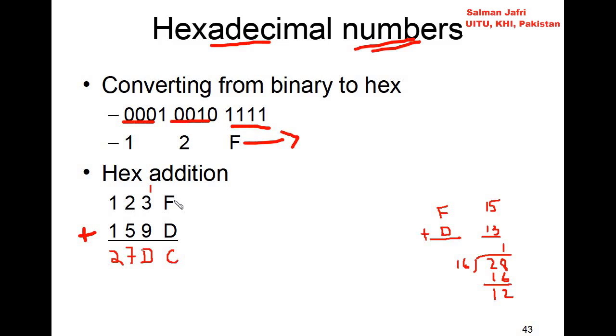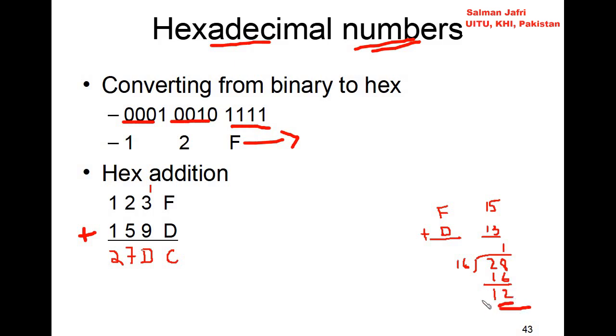So if we want to calculate F plus D, we know F is 15 and D is 13. So F plus D comes out to be 15 plus 13, which is 28. Now since 28 is greater than 16, which is the base of hex, we divide 28 by 16 to get the remainder of 12.